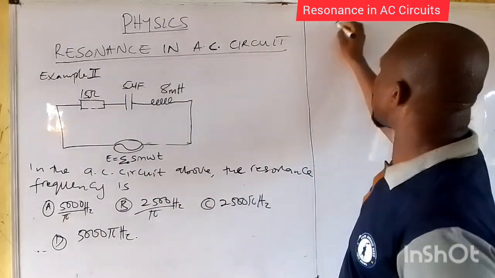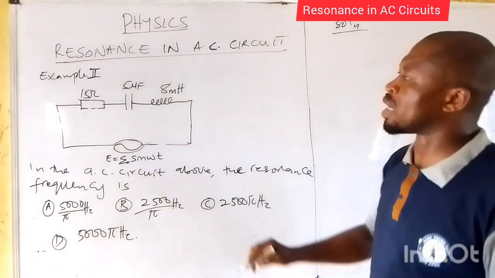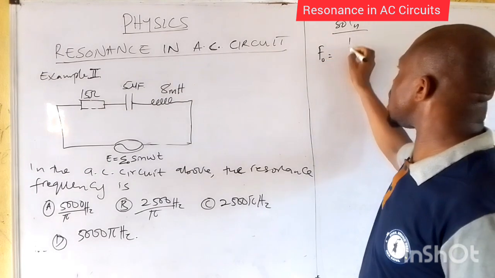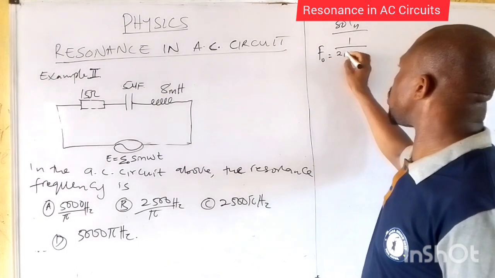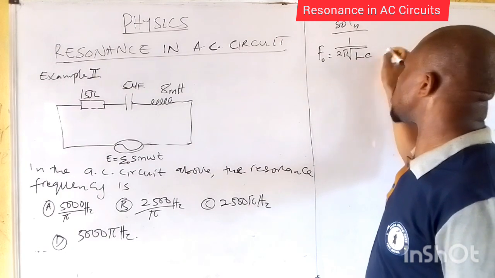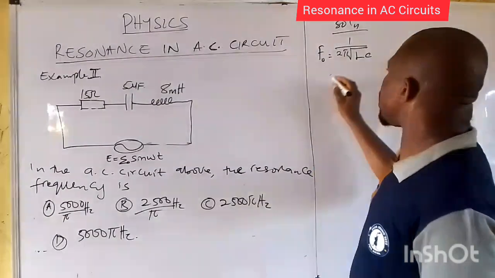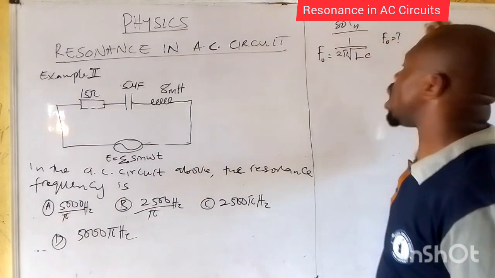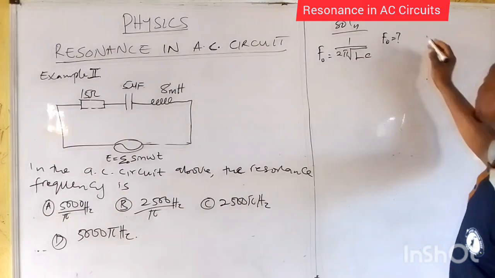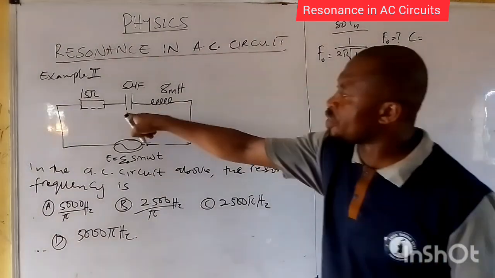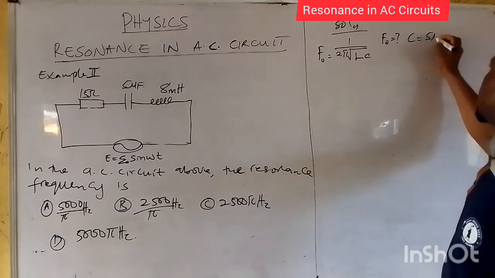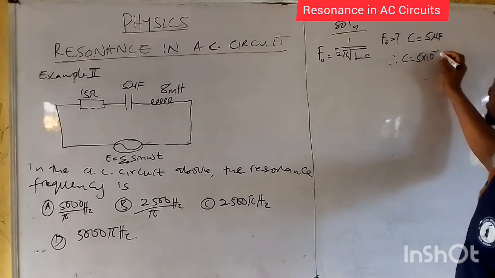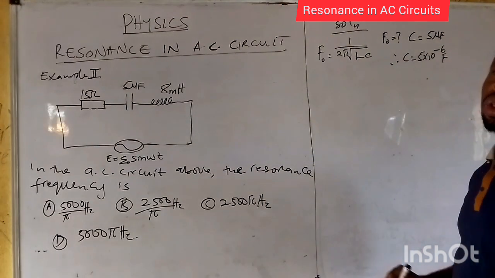Okay, so solution. We know that the resonance frequency is the inverse of 2 pi square root of LC, which will give us F naught as unknown. Now, C is given to be 5 microfarad. Therefore, we say C is 5 times 10 raised to the power minus 6 farad. That is what it is.